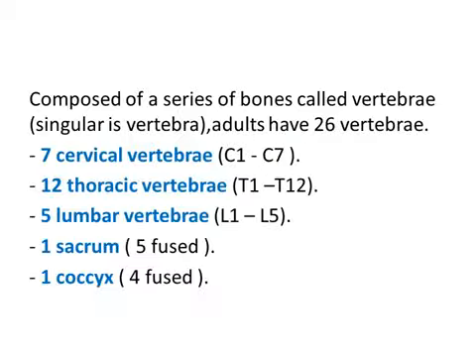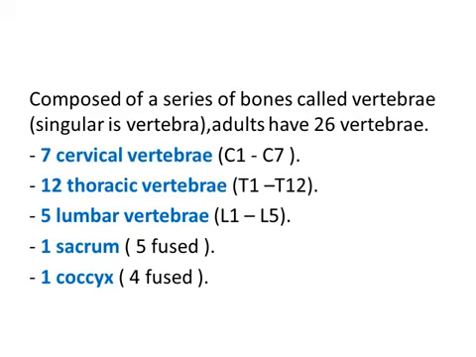Our subject today is the vertebral column, العمود الفقري. The vertebral column is composed of a series of bones called vertebrae. Singular is vertebra. يتألف العمود الفقري من مجموعة من الفقرات. Vertebrae هو الجمع، vertebra هو المفرد. Adults have 26 vertebrae والشخص البالغ يمتلك 26 فقرة.